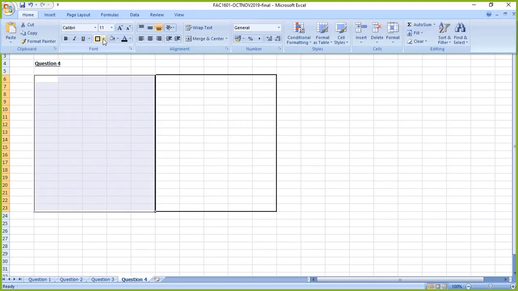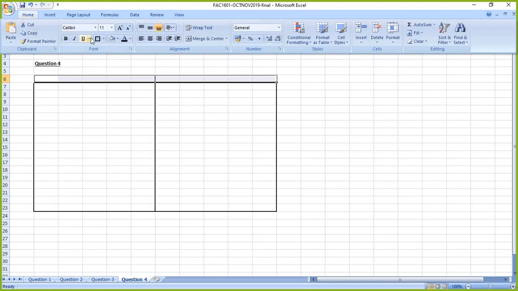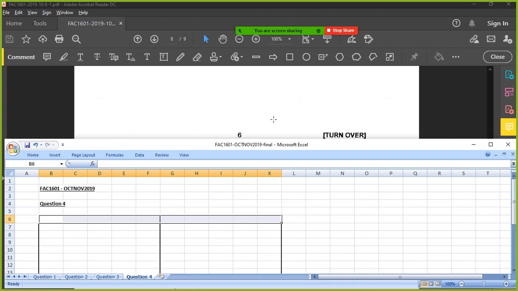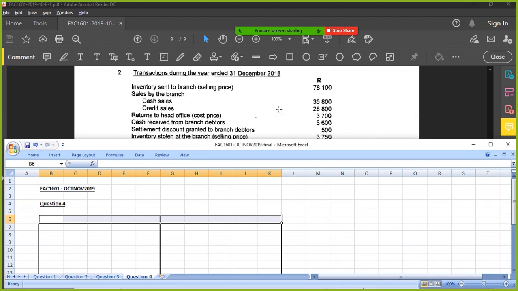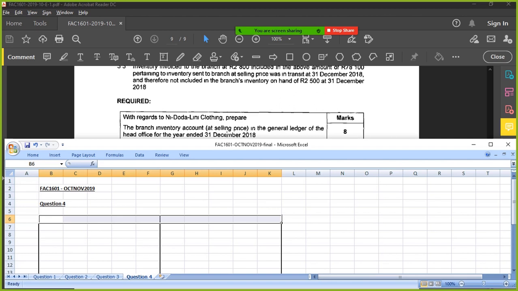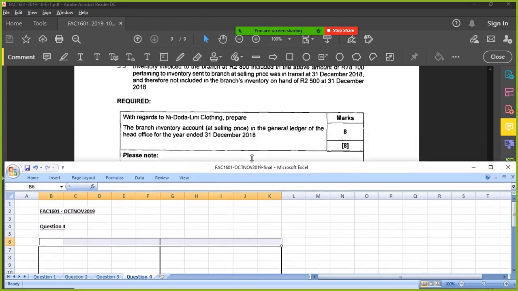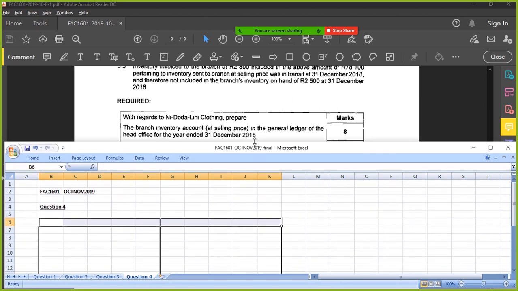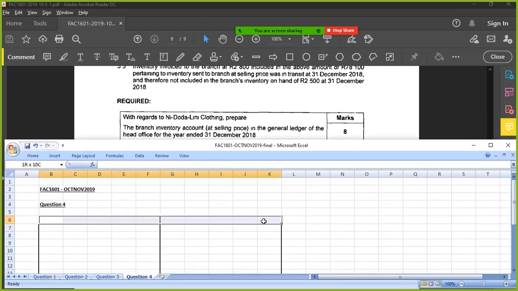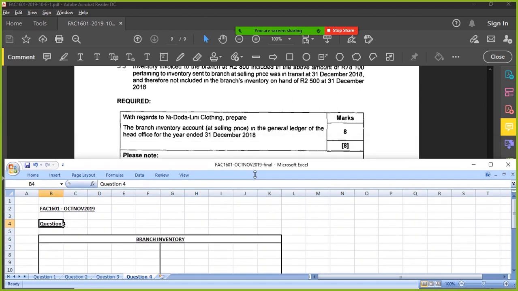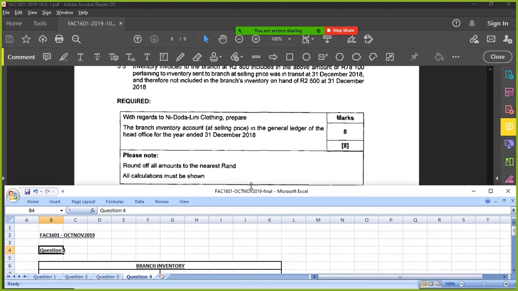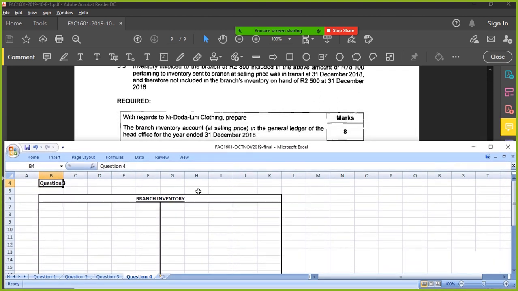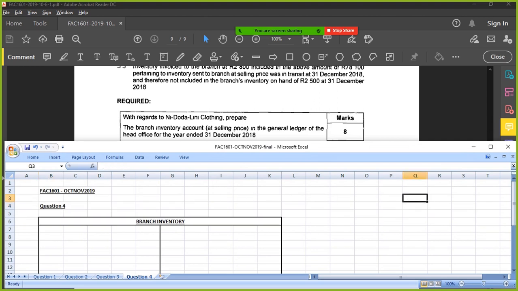Let me just draw up the account first, and then we can come back after the break and we can complete it. I just want to see what the requirements are. It's just the branch account. That's all. Okay, so they want you to show branch inventory. It might be a selling price or cost price, we'll have to see. But that's it. Okay, round up to nearest rand, show calculations, perfect. All right, so let's pause there. We can always come back and we can look at the rest. No problem.